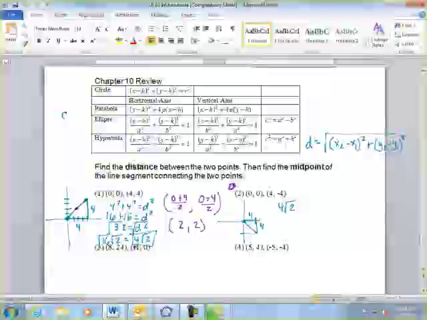It does change the midpoint, however, because the midpoint now needs to be between those 2 points, which is the average of the x's and the average of the y's. So that midpoint is now at 2, -2.